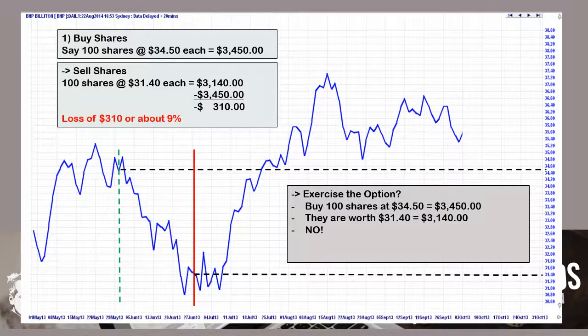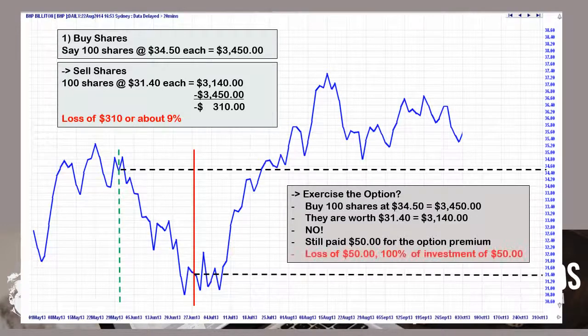Of course not. You still paid your $50 for the option premium, and again, you lose those $50, which is 100% of the investment. But note that it's only 100% of the investment. The stock price fell way further than before, but there is not much else you can lose but the price that you paid for the option.